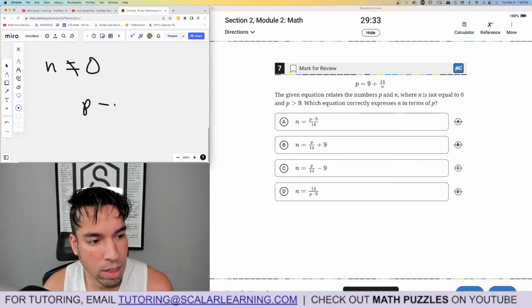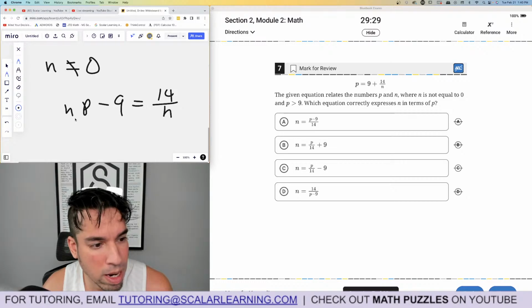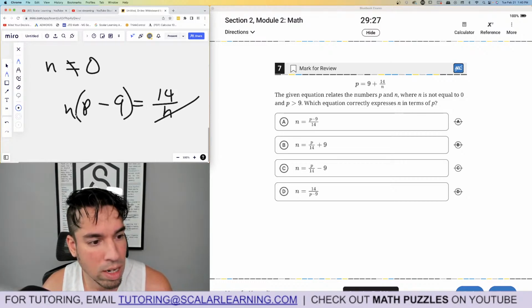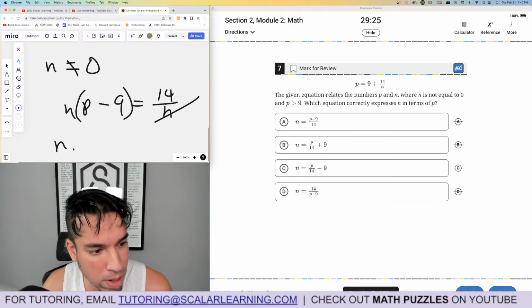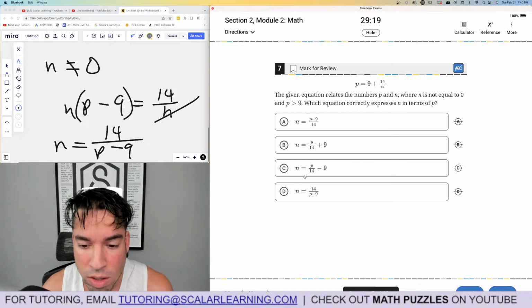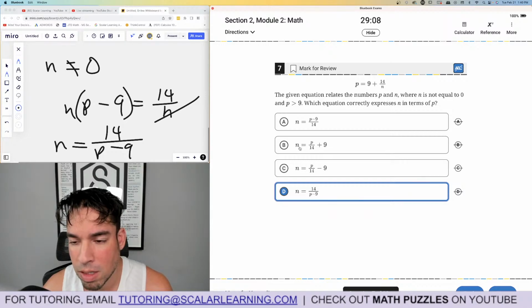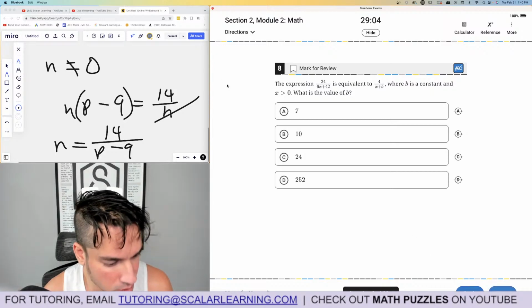I'm going to subtract 9 from both sides first, and we get 14 over n. I'm going to multiply both sides by n, so that cancels out. And then I need to isolate n, so I'm going to divide by p minus 9. So it's 14 over p minus 9, boom, done. Let me just make sure I didn't make any mistakes. 14, and we're trying to isolate n. Let me just double check in my mind. P minus 9, 14 over p. Yep, it's correct. Okay, next.